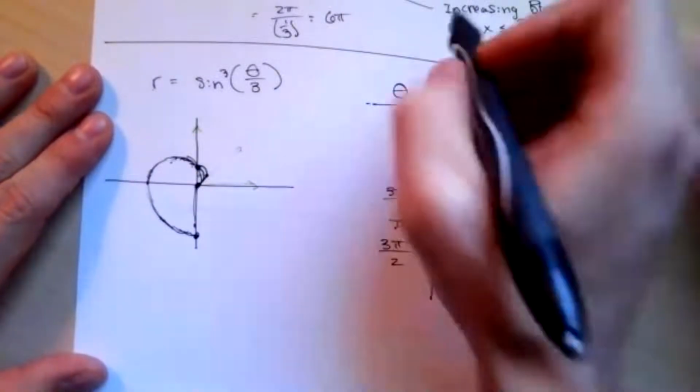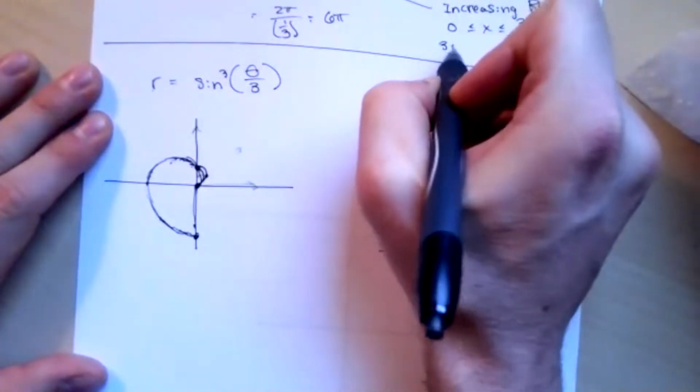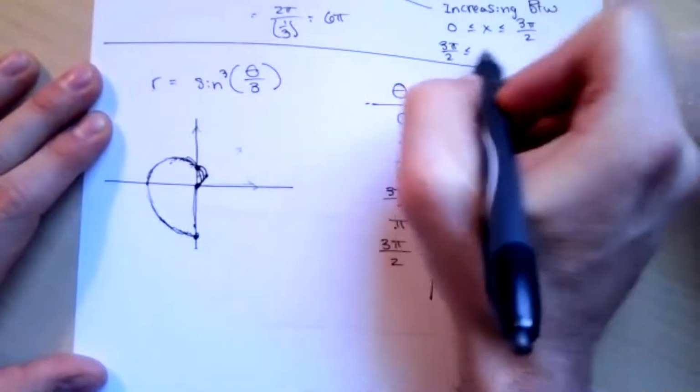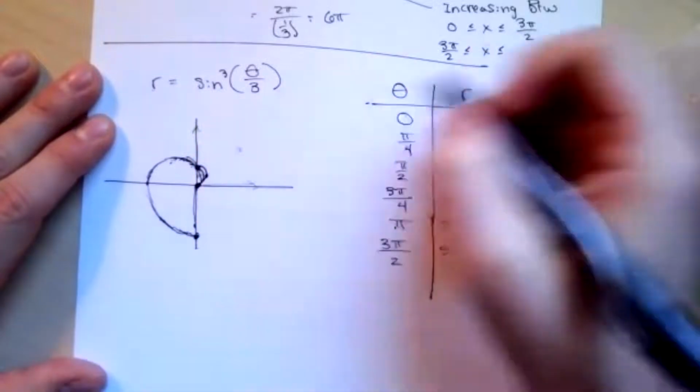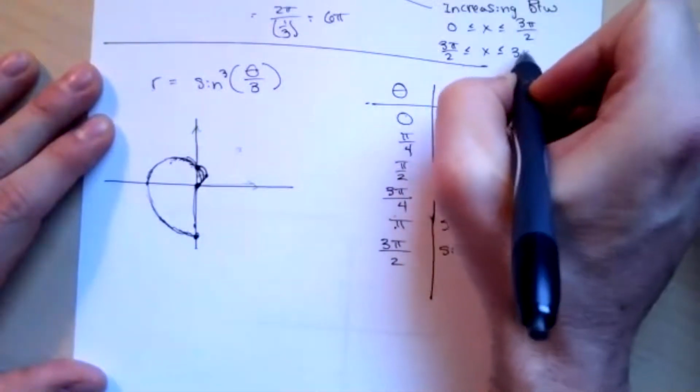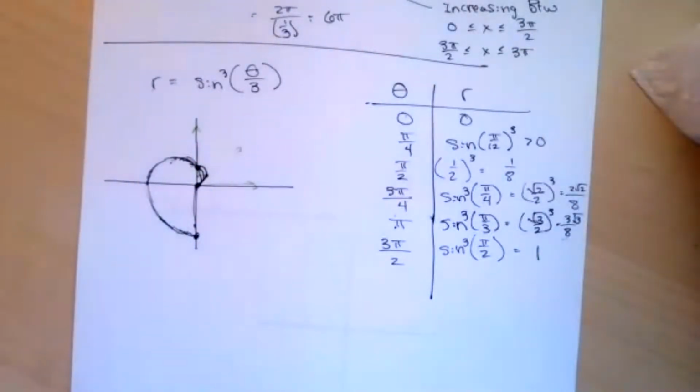And then what's going to happen between 3 pi over 2 and 3 pi, it's going to be decreasing.